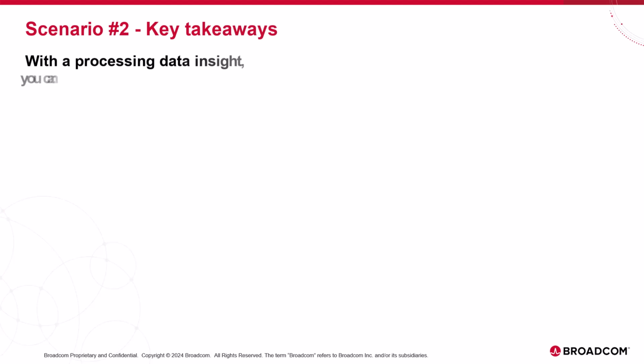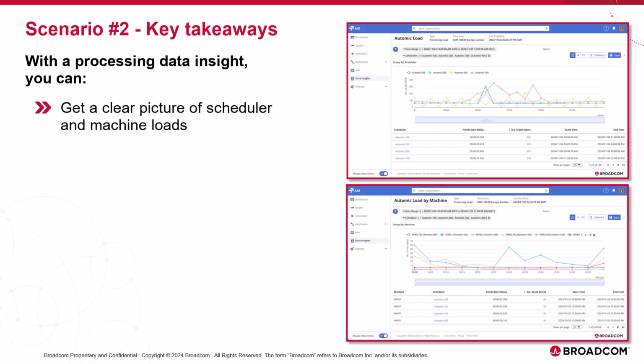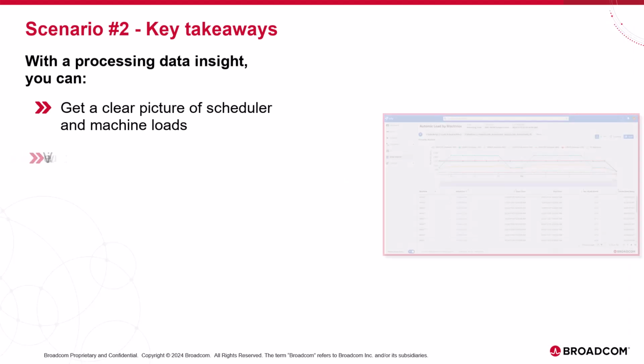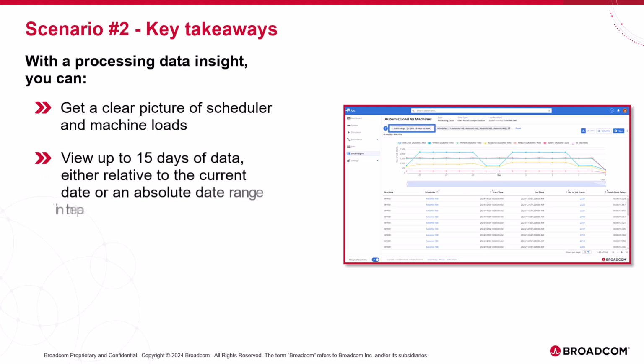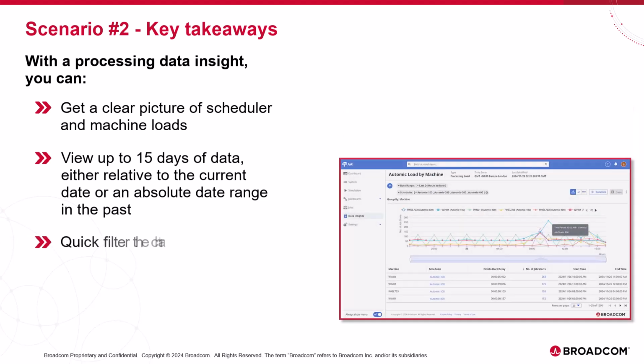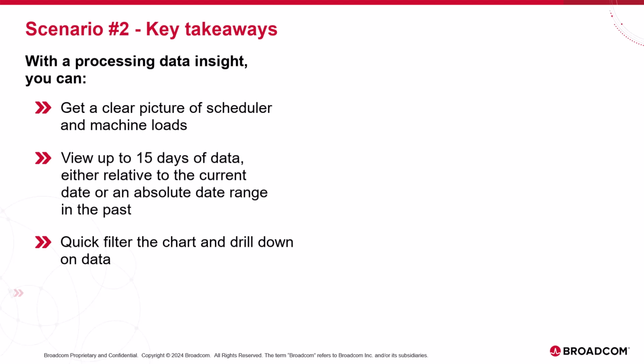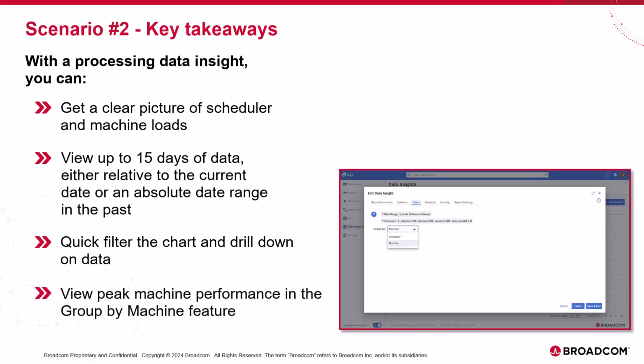Using a processing load data insight, you can get a clear picture of the processing demands on your schedulers and machines. You can see up to 15 days of processing load data, whether relative to the current date or any absolute date range in the past. You can quick filter the chart to drill down on data. And with the Group by Machine feature, you can view peak machine performance in their respective schedulers. Now let's take a look at the last scenario.